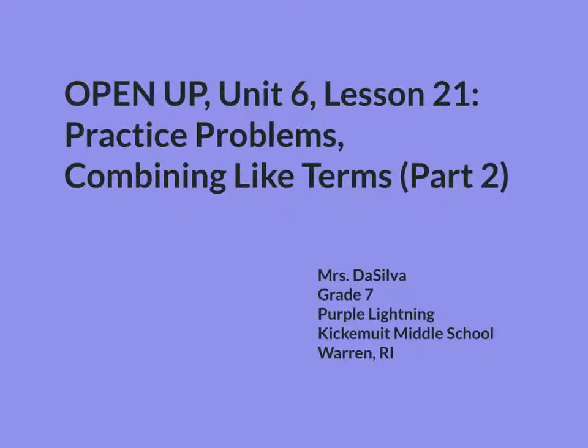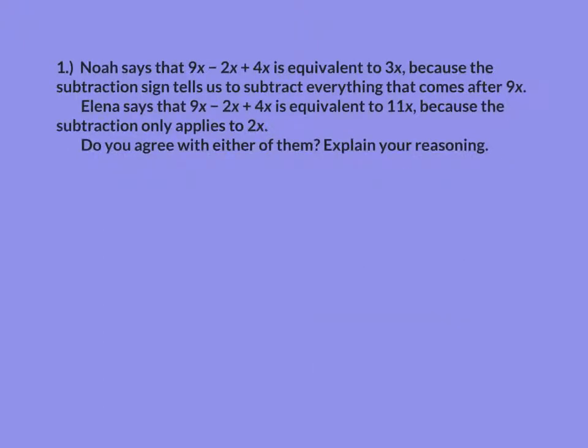So this next lesson carries on talking about combining like terms. Noah says that 9x minus 2x plus 4x is equivalent to 3x because the subtraction signs tell us to subtract everything that comes after 9x. Elena says that 9x minus 2x plus 4x is equivalent to 11x because the subtraction only applies to the 2x. Let's take a look and see what we would do with this.